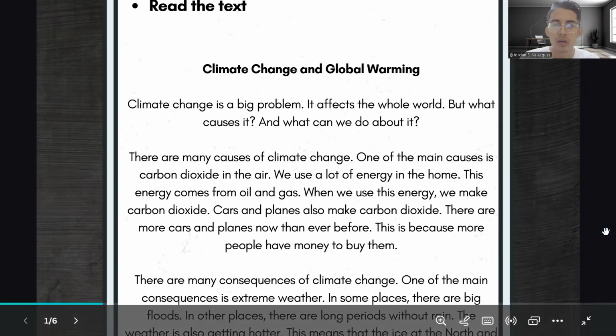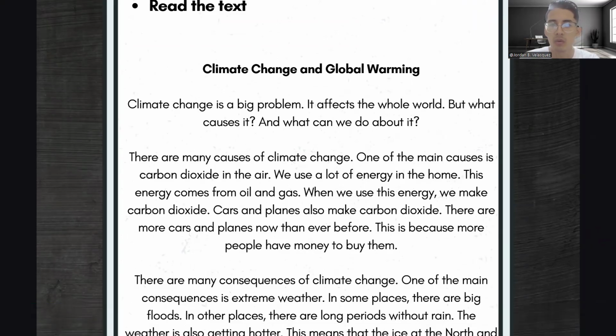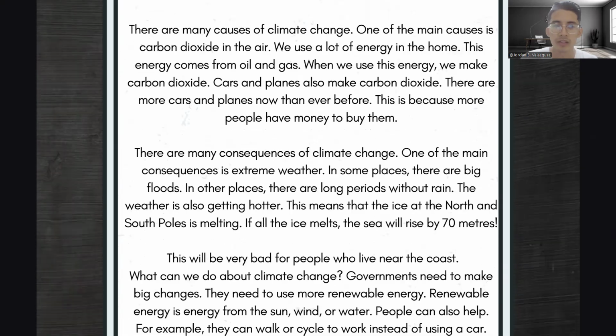Okay. There are many causes of climate change. One of the main causes is carbon dioxide in the air. We use a lot of energy in the home. This energy comes from oil and gas. When we use this energy, we make carbon dioxide. Cars and planes also make carbon dioxide. There are more cars and planes now than ever before. This is because more people have money to buy them.